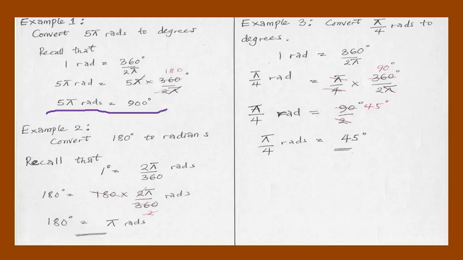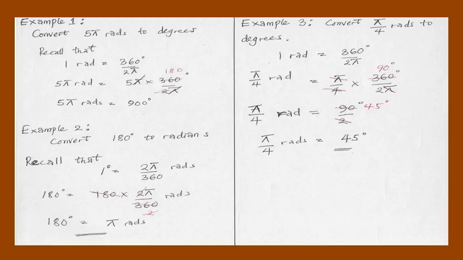Now the second example says we should convert 180 degrees to radians. Remember that 1 degree, as we proved before, is equal to 2 pi over 360 radians. So 180 degrees will be 180 times this. 180 in 360 is 2, and 2 cancels 2 here, and we're left with pi. So 180 degrees is equal to pi radians.